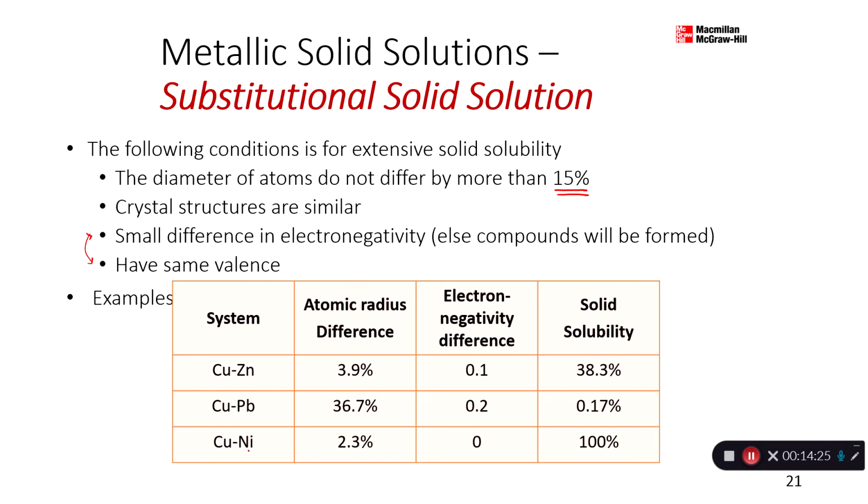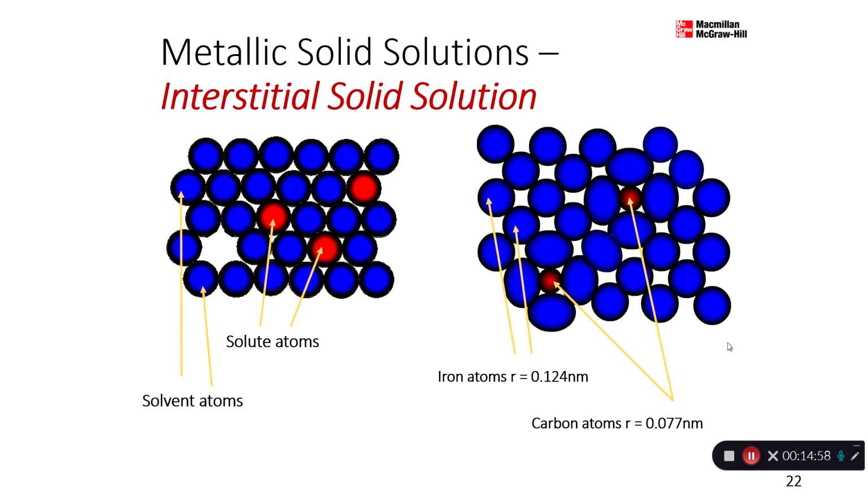And finally, look at copper and nickel. Very small difference in the radius, no difference in the charge, and it is 100% soluble. So you can put whatever amount of nickel you want in copper, and it can still form a solution. It's not limited by the size, by the charge, or anything. Okay, now let's look at the second one, which is the interstitial.